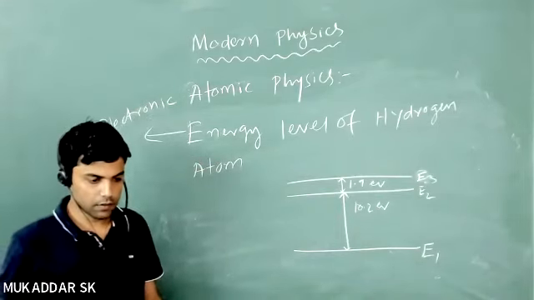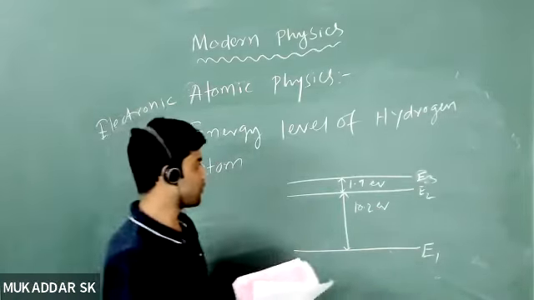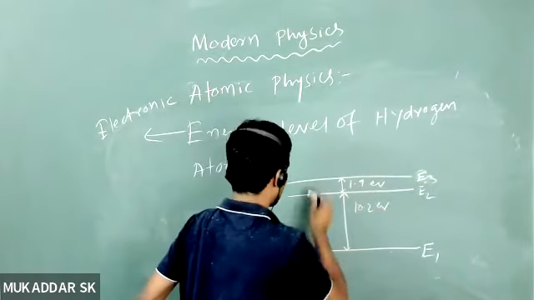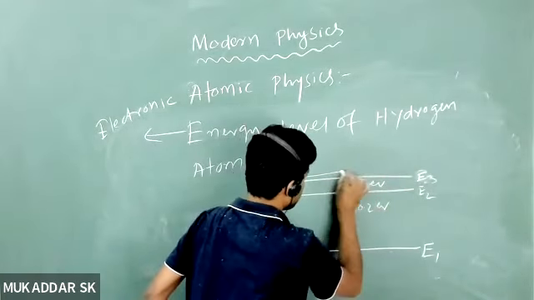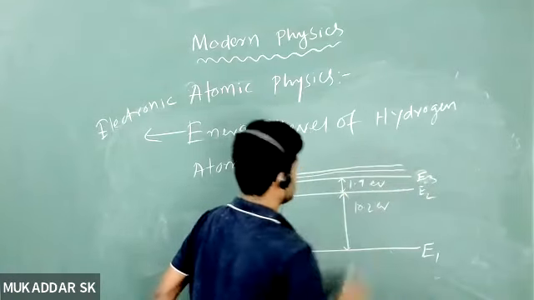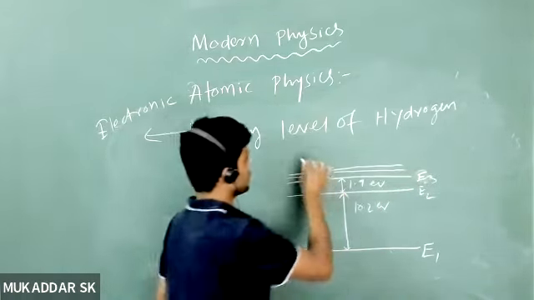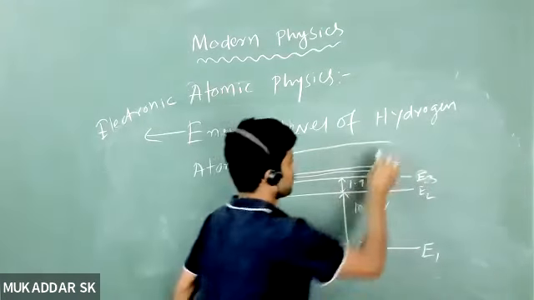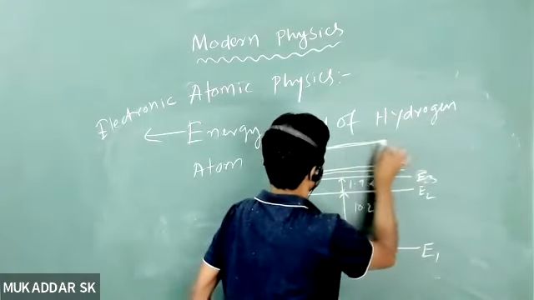Any doubt? And so on. If you draw more lines, they will be closer and the separation will successively decrease. Once n equals infinity, you will get a continuous level.